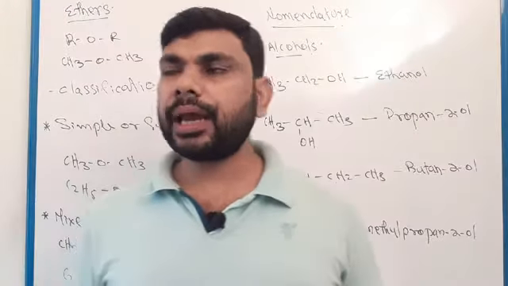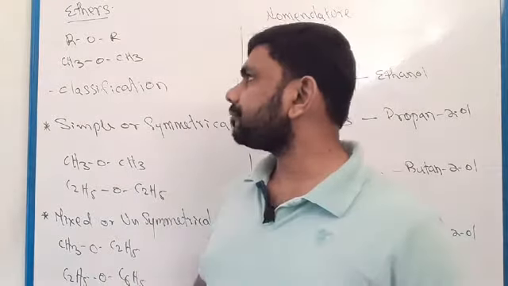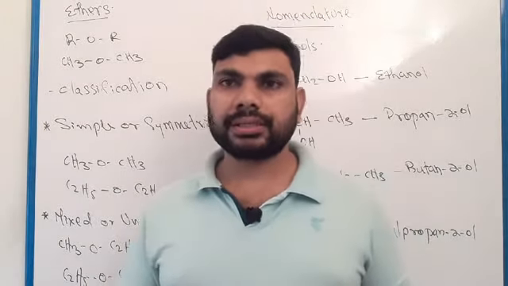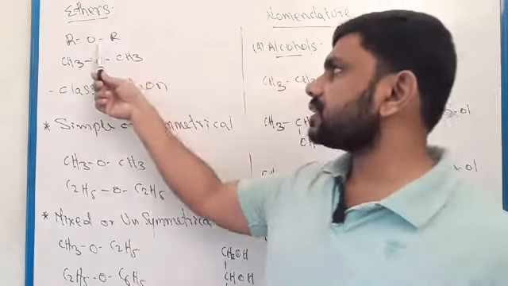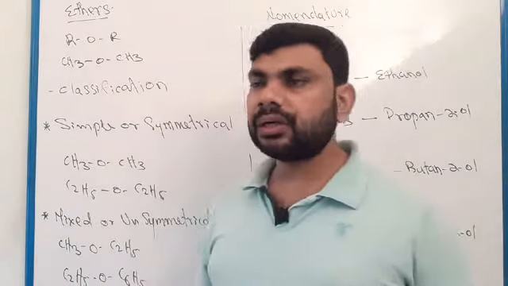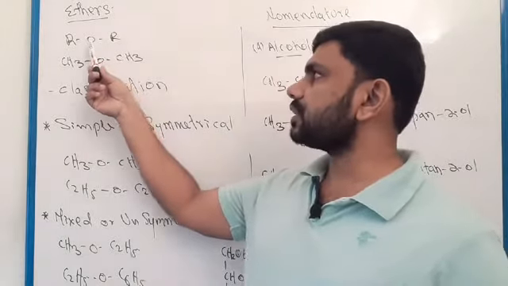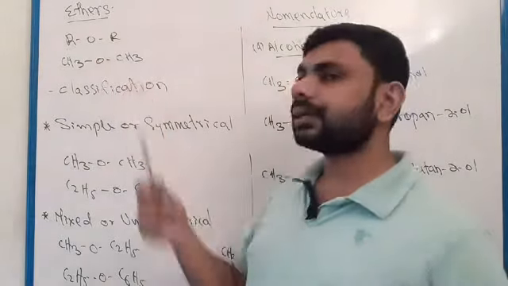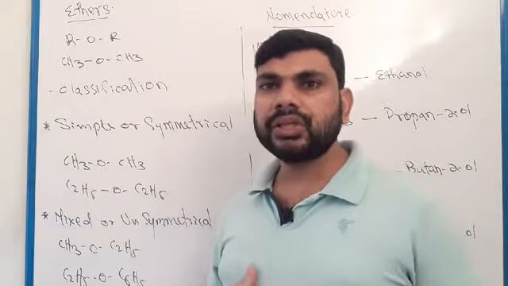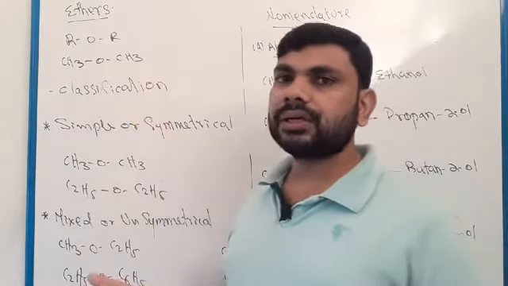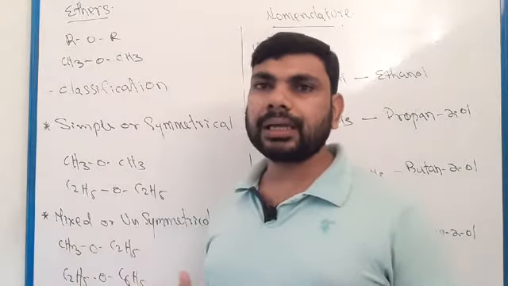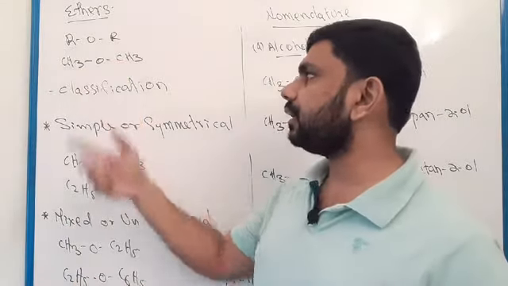Okay, next one we have to discuss here ethers. Ethers. We already discussed this is the functional group of ether. In the middle there is an oxygen atom, and on each side there is an alkyl group. This is ether. And this is one simple example for ether, dimethyl ether.